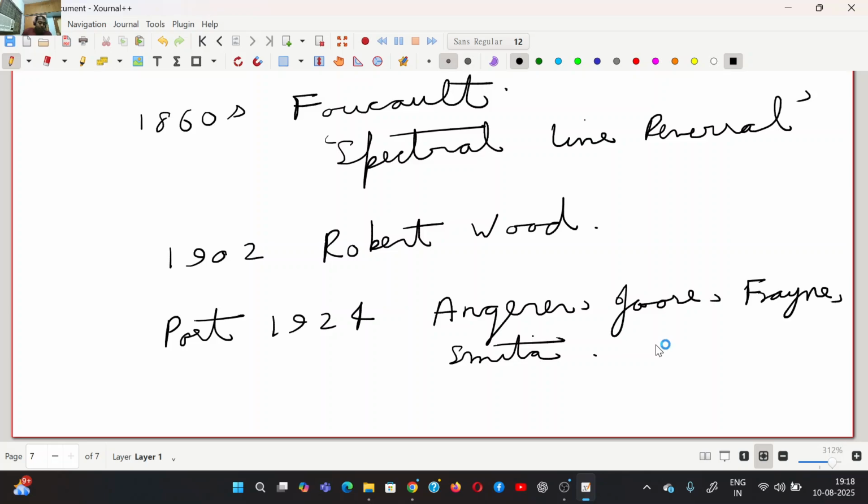Fraunhofer mapped and labeled these lines systematically using letters. Example, D line for sodium, H and K for calcium, etc. Each line corresponds to a specific wavelength absorbed by an element in the cooler outer layers of the sun's atmosphere. These lines are essentially the solar spectrum's fingerprints for elements like calcium, hydrogen, sodium, iron, magnesium, oxygen, water vapor, etc.